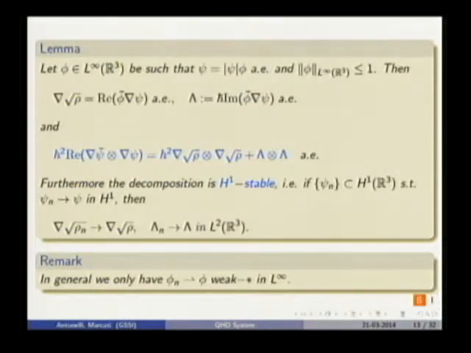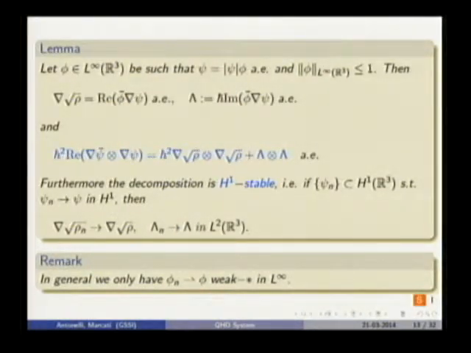Given a polar factor of psi satisfying those conditions, it's easy to see that the gradient of square root of rho equals the real part of phi bar gradient of psi almost everywhere. Now, if I define lambda to be h bar, the imaginary part of phi bar gradient of psi, then I have this bilinear identity here. Furthermore, this decomposition is stable in H1, in the sense that if I take a sequence psi-n in H1 such that psi-n converges strongly to psi in H1, then the related hydrodynamical quantities converge strongly.